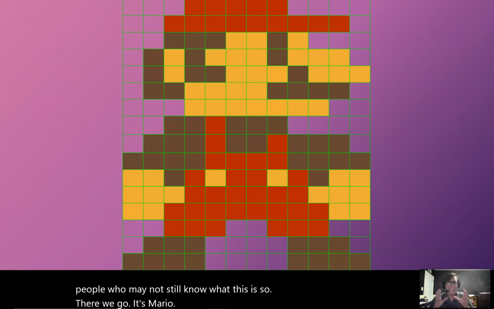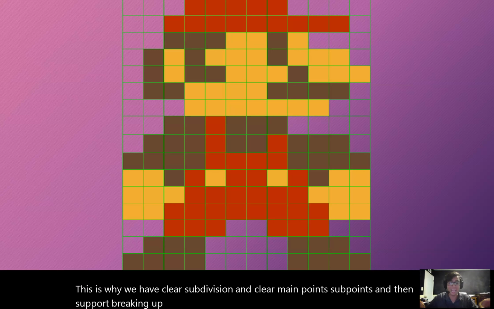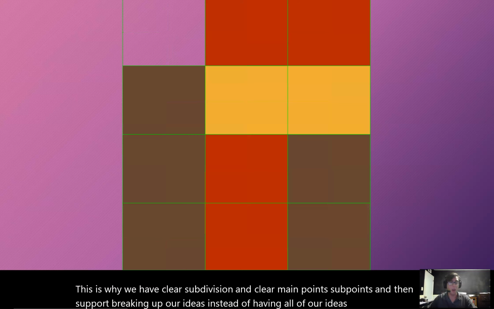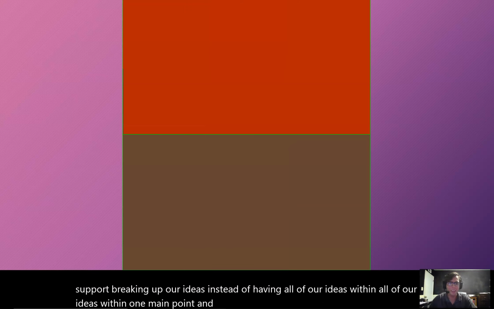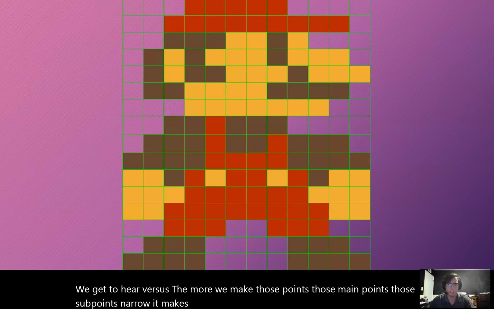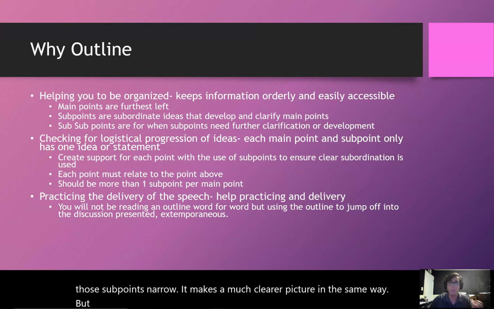This is why we have clear subdivision and clear main points, subpoints, and then support, breaking up our ideas instead of having all of our ideas within one main point and just no subpoints. Versus the more we make those main points, those subpoints narrow, it makes a much clearer picture. But let's just now talk about why we outline.